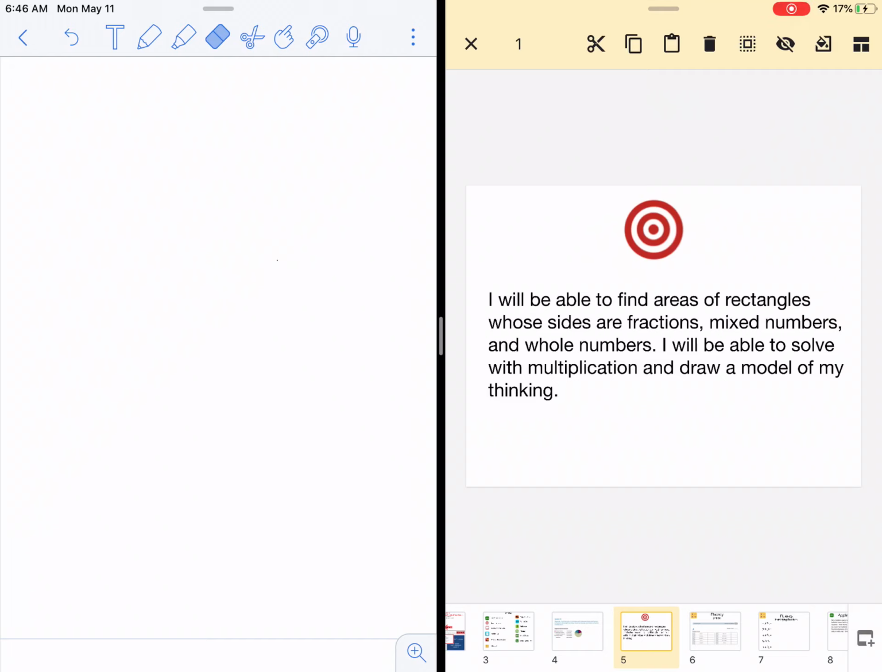We have today's lesson 11. So today, here is your target. I will be able to find areas of rectangles whose sides are fractions, mixed numbers, and whole numbers. I will be able to solve with multiplication and draw a model of my thinking.